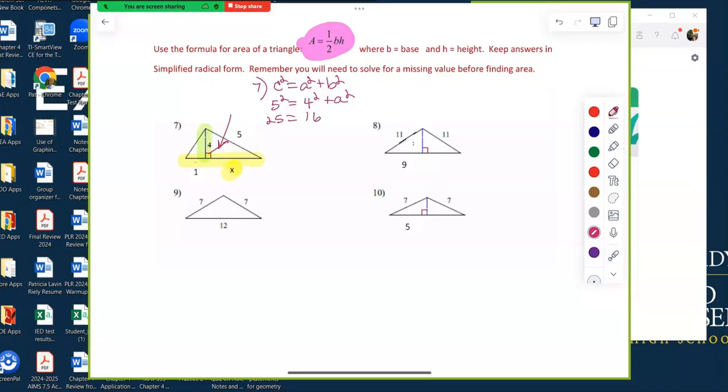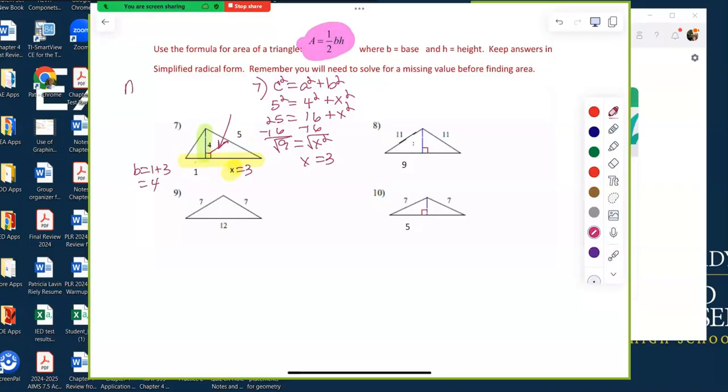And I'm sorry, I'm going to fix this. This is supposed to be X. So I'm going to make that my X so I don't confuse things. Okay, plus X squared. Subtract 16, subtract 16. 9 equals X squared. Take the square root of both sides. X is going to equal 3. So now if X equals 3, what do I know about my base? My base has to equal 1 plus 3. So that's going to equal 4.